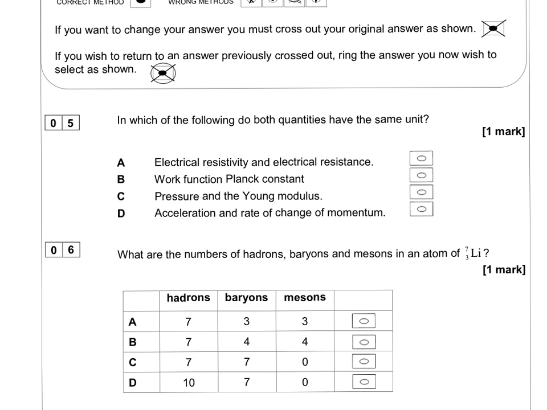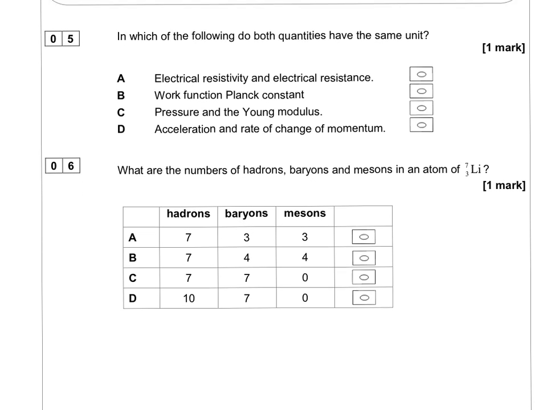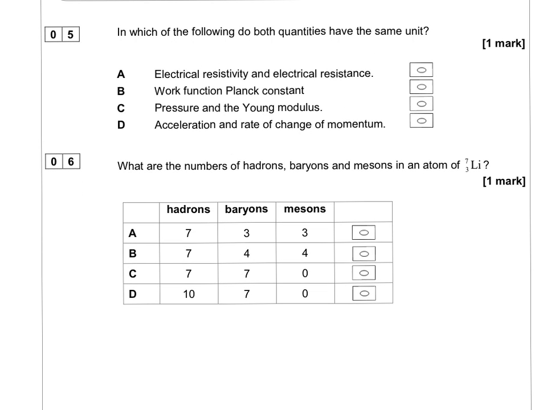Alright, so let's start off with this one, question number 5. And no, we haven't missed 1 to 4, those are just the written answers beforehand. I'm focusing just on the multiple choice ones here. Okay, so in which of the following do the quantities have the same unit?